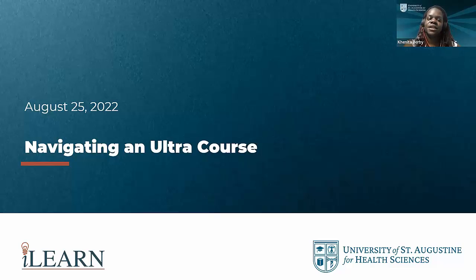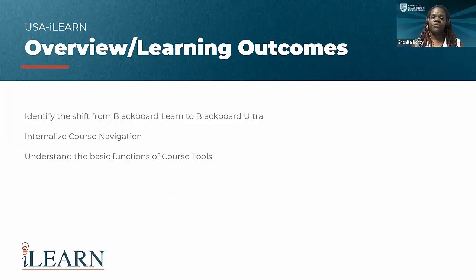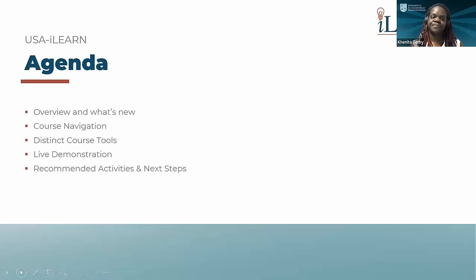Welcome. Today's Thursday, August 25th, and we're going to be discussing section 2 of the 6-part series, specifically today, navigating an Ultra course. The overview of learning outcomes is very brief for today. We're going to identify the shift in terms of a course from Blackboard Learn to Blackboard Ultra, internalize the course navigation in its new kind of appearance, and then finally understand the basic functions of the course tools.